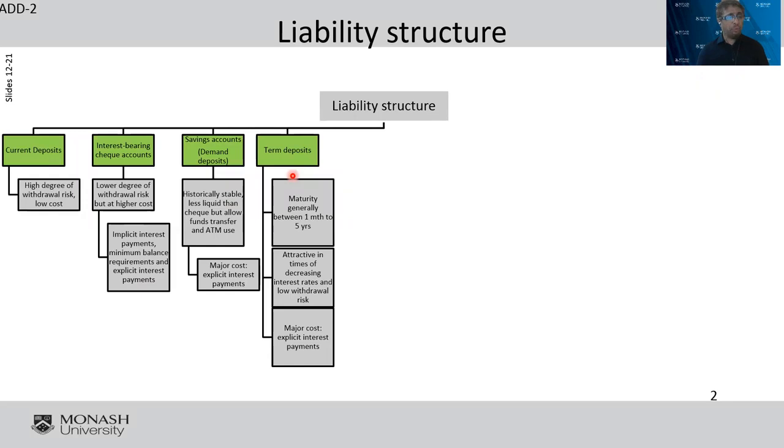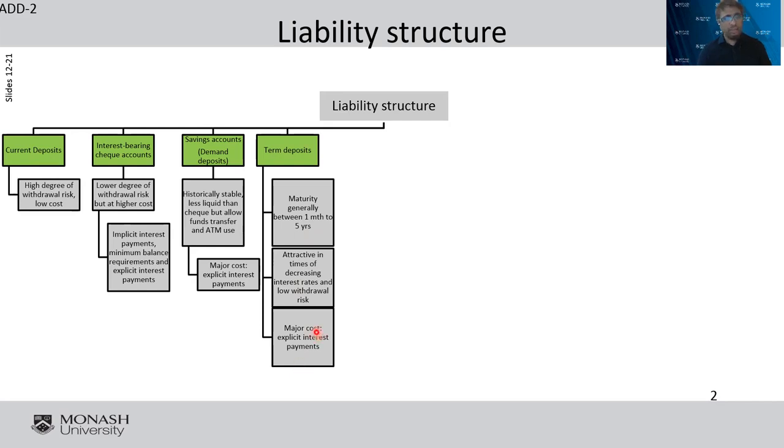We have what we call the term deposit. This can be for 5 years, can be for 90 days, can be for 170 days, 280 days. It goes from 1 month to 5 years. It is actually attractive in times of decreasing interest rates because you hold it there and you get that fixed amount of interest coming.